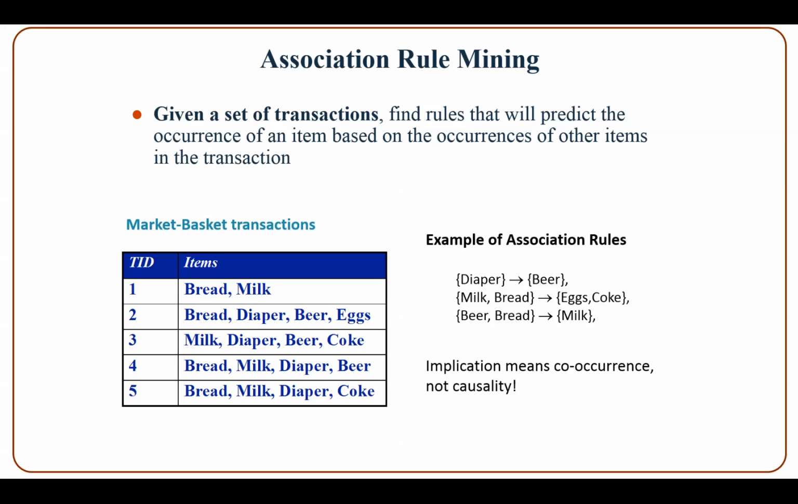In the example transactions, several association rules can be found. The first rule suggests that there is a strong relationship between the sale of diapers and beer. Many customers who buy diapers also buy beer. The second rule suggests that many customers who buy milk and bread also buy eggs and Coke. And the last rule suggests that many customers who buy beer and bread together also buy milk. The rules mean co-occurrence, not causality.